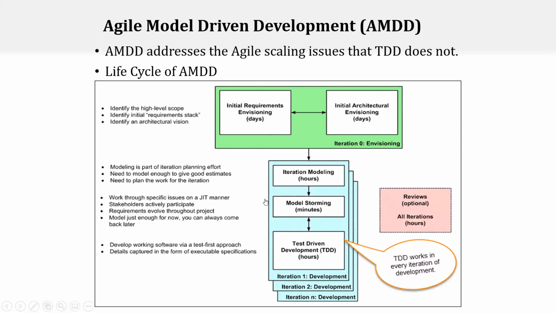Okay. So next is Agile Model Driven Development, AMDD. I would like to mention that you should remember all these abbreviations, because in some questions only the abbreviations are mentioned, and then you should not think it is some unknown or new topic. AMDD means Agile Model Driven Development. It is a life cycle, you see the diagram. It addresses the agile scaling issues of TDD.